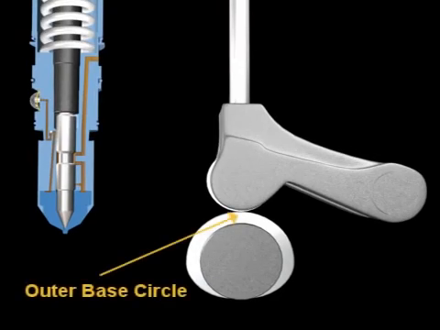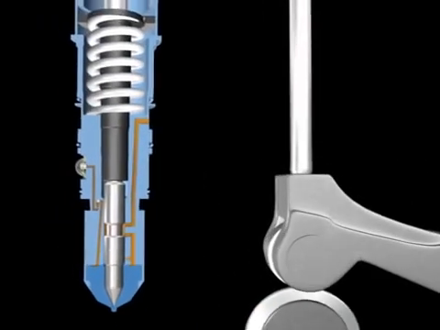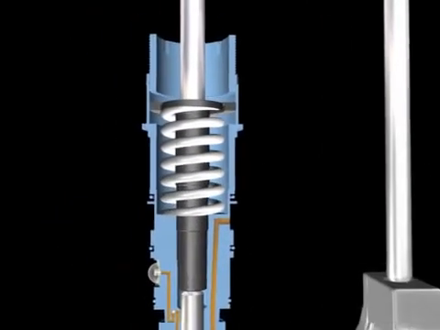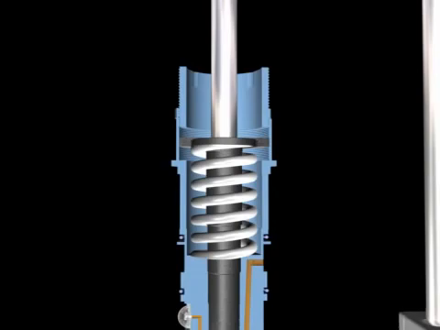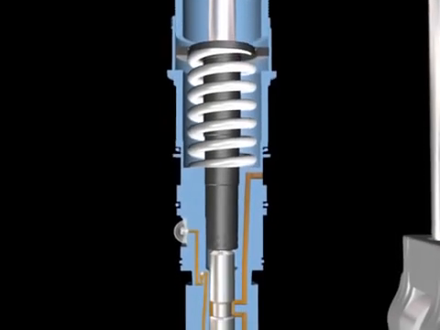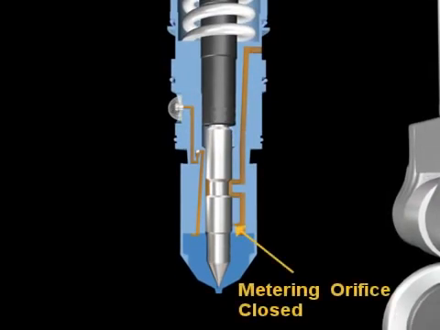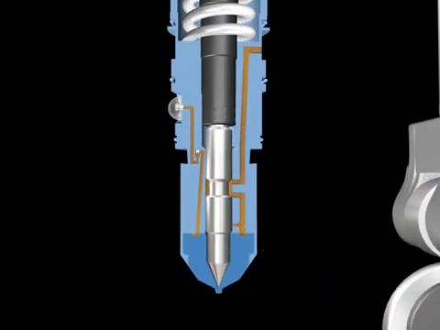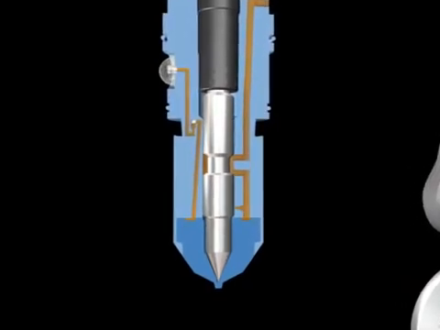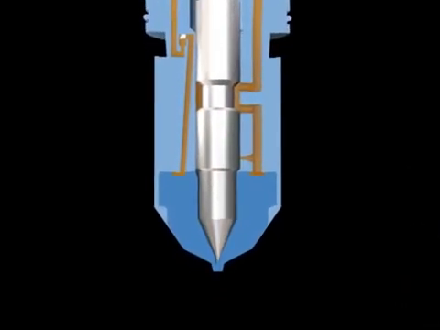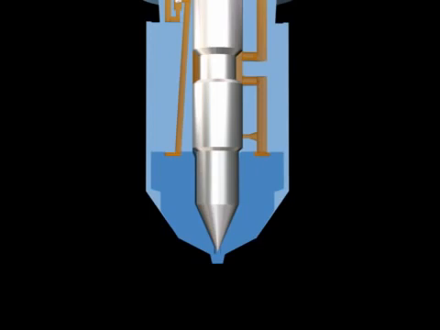When the cam follower roller is on the outer base circle, the downward movement of the injector plunger has overcome the injector return spring, closed the metering orifice and injected the metered fuel into the combustion chamber. The injector plunger is now seated in the injector cup.